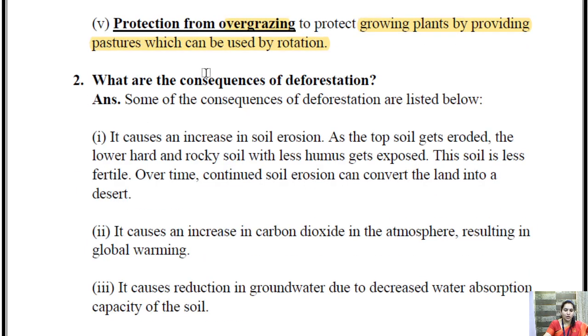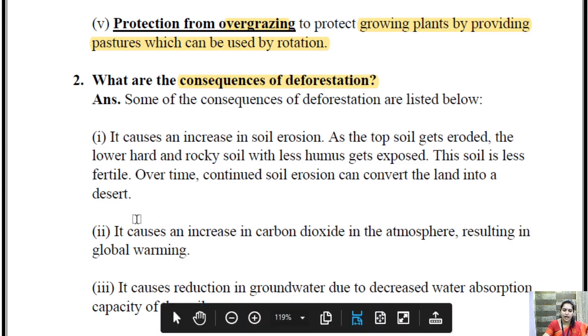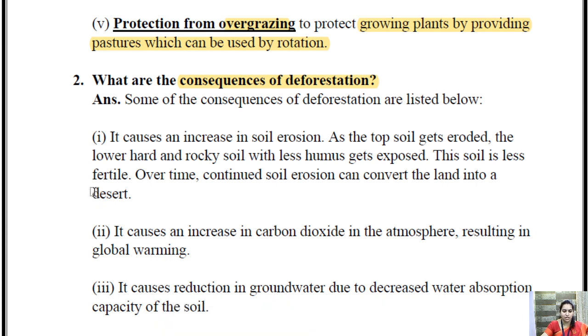Okay. Now what are the consequences of deforestation? So earlier we have talked about the causes of deforestation. Now we have the consequences of deforestation. So the first very important consequence of deforestation is desertification. So again trees are cut, soil erosion will occur, the fertile soil will be removed, and the hard soil that is left will slowly and gradually convert into desert. Okay, so this is called desertification.